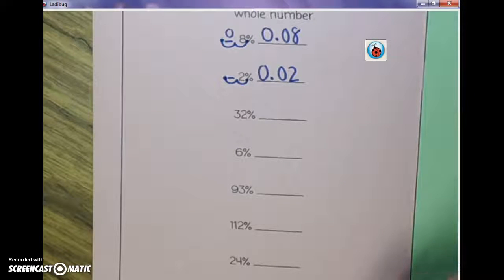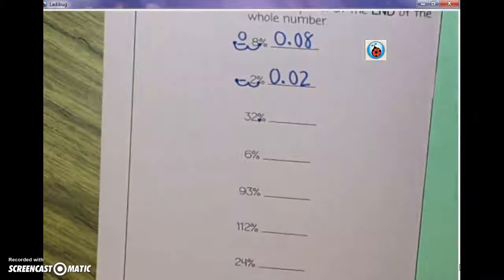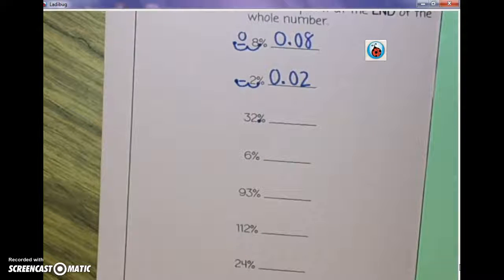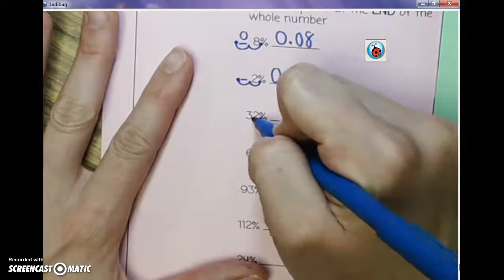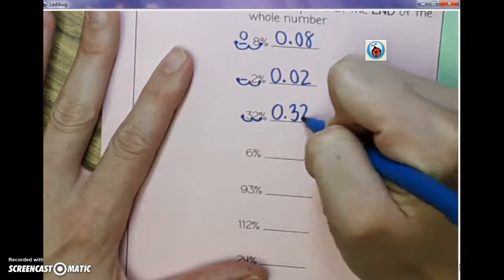Okay, our next one, 32%. Where does our decimal go? Alex H? After 32. Then to change your percent to a decimal, what do you have to do? Emma? You have to move it 2 times. Which way? To the left. Go 1, 2. And then there's no 0, so 0.32. Fantastic.